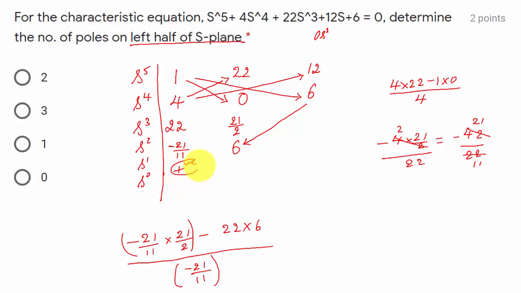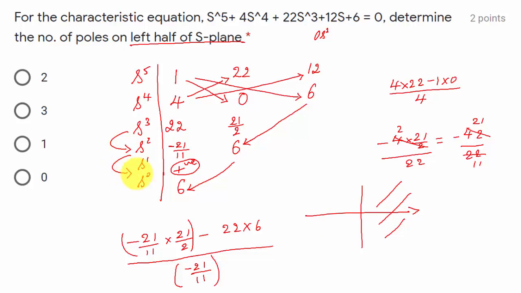So this positive value multiplied by 6 minus 21 divided by 11 into 0, divided by this positive value, you will be getting 6 only. So if I am considering an S plane, on the right half of S plane, how many sign changes are there? You can find 2 sign changes, nothing but 2 poles will be on the right half of S plane. On the left half of S plane, you will be getting 3 poles.